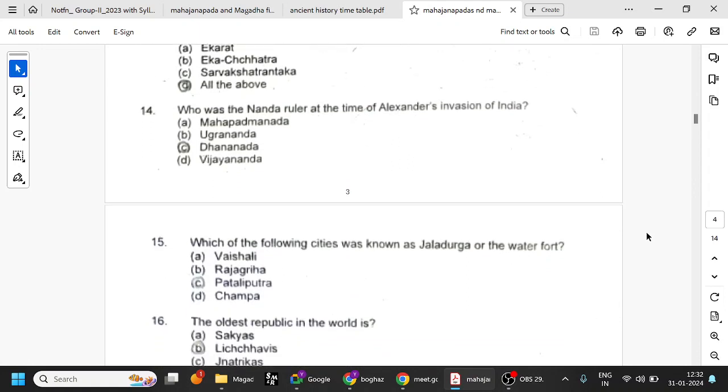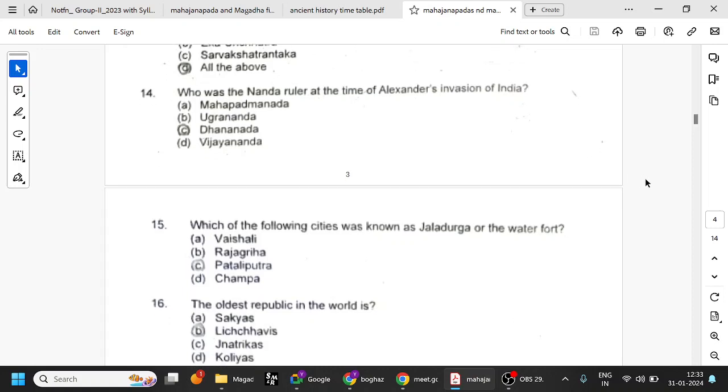So, who was the Nanda ruler at the time of Alexander's invasion? Multiple times we have seen Dhanananda. Mahapadmananda is the founder of the Nanda dynasty, and Dhanananda is also called Ugra Sena, something we have seen, right? Dhanananda is the king who was present when Alexander's invasion took place. But Alexander never crossed the river and he went back.